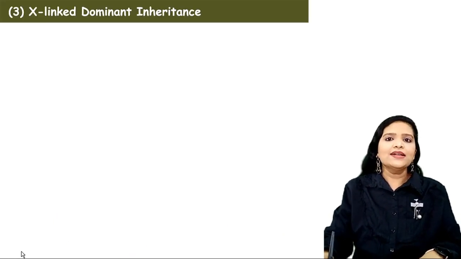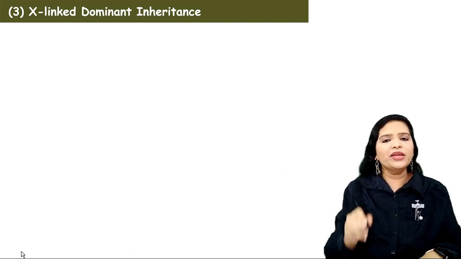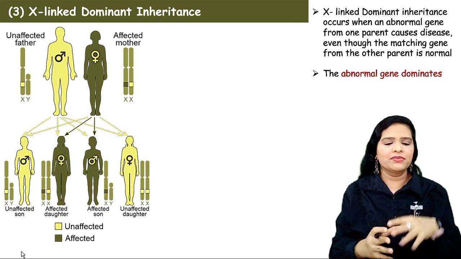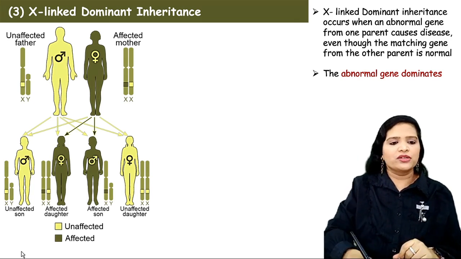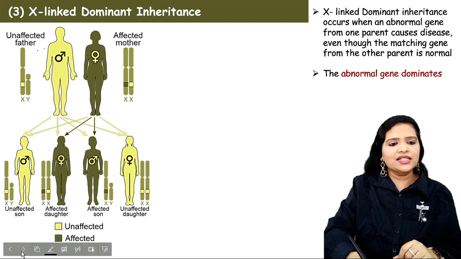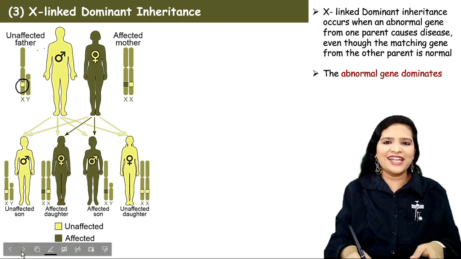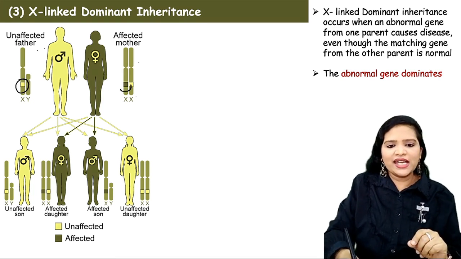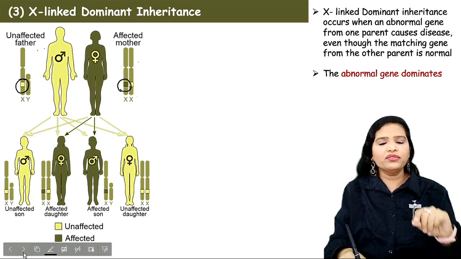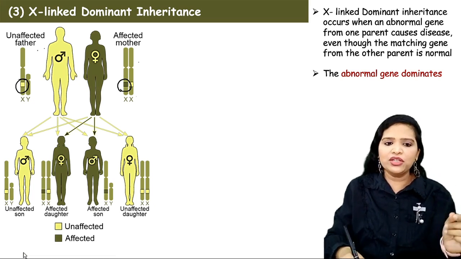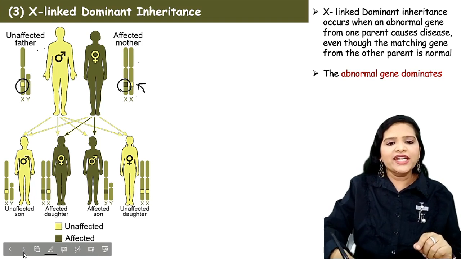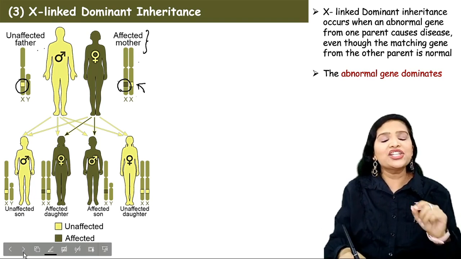So let's see the third type, X-linked dominant inheritance. So what is dominant inheritance? What are its characteristics? Suppose, look at this picture here. The father is unaffected. He is having X chromosome with normal healthy gene. Whereas the mother is affected. She is having X chromosome with one copy of the affected gene or the defective gene and another copy normal gene. Okay. So here we call her the affected mother.